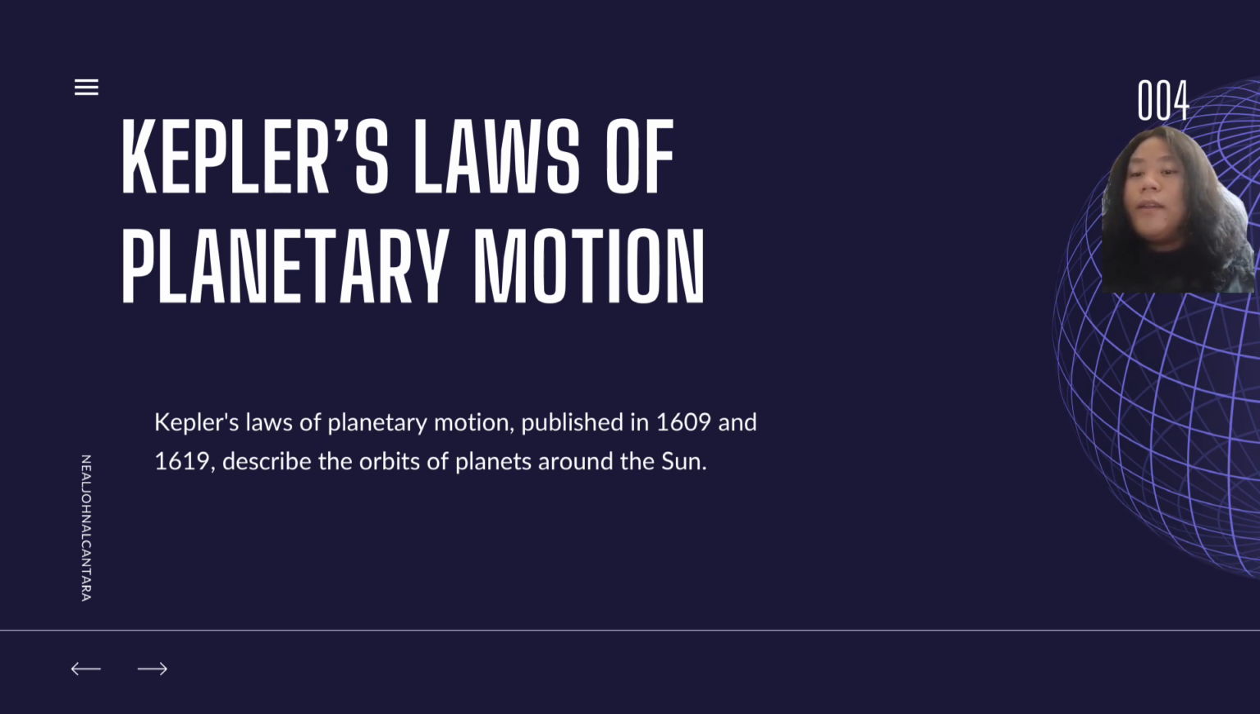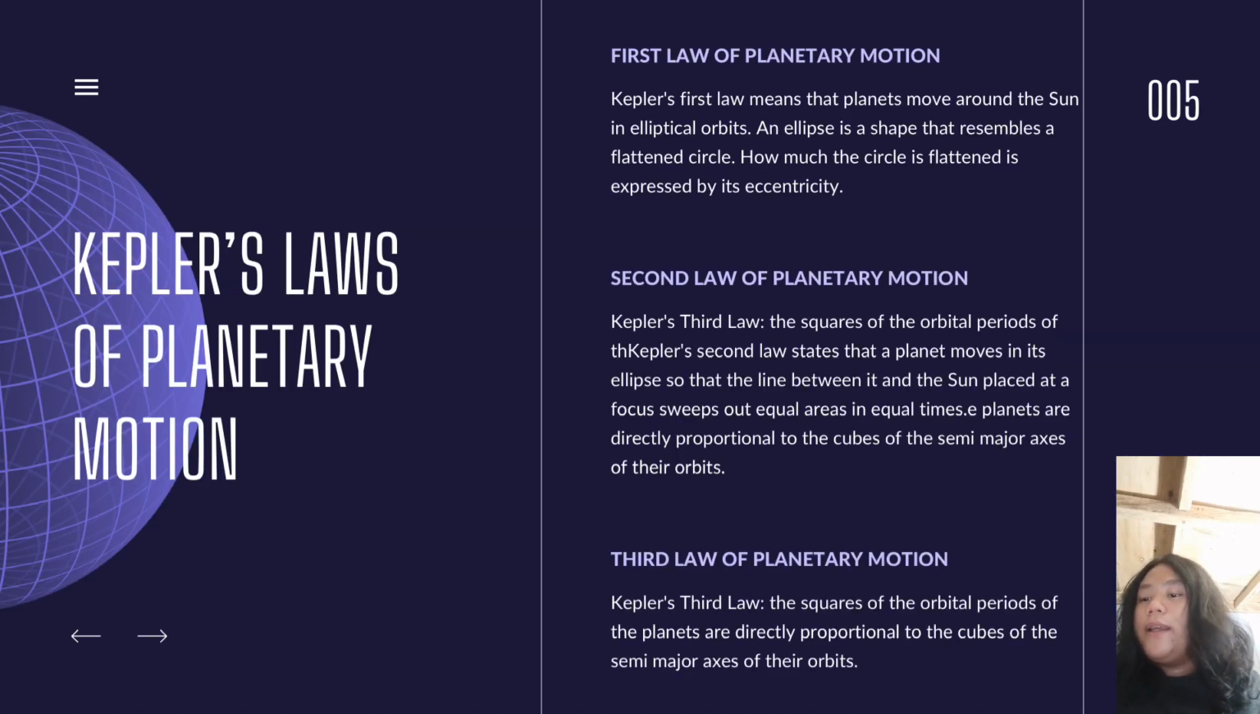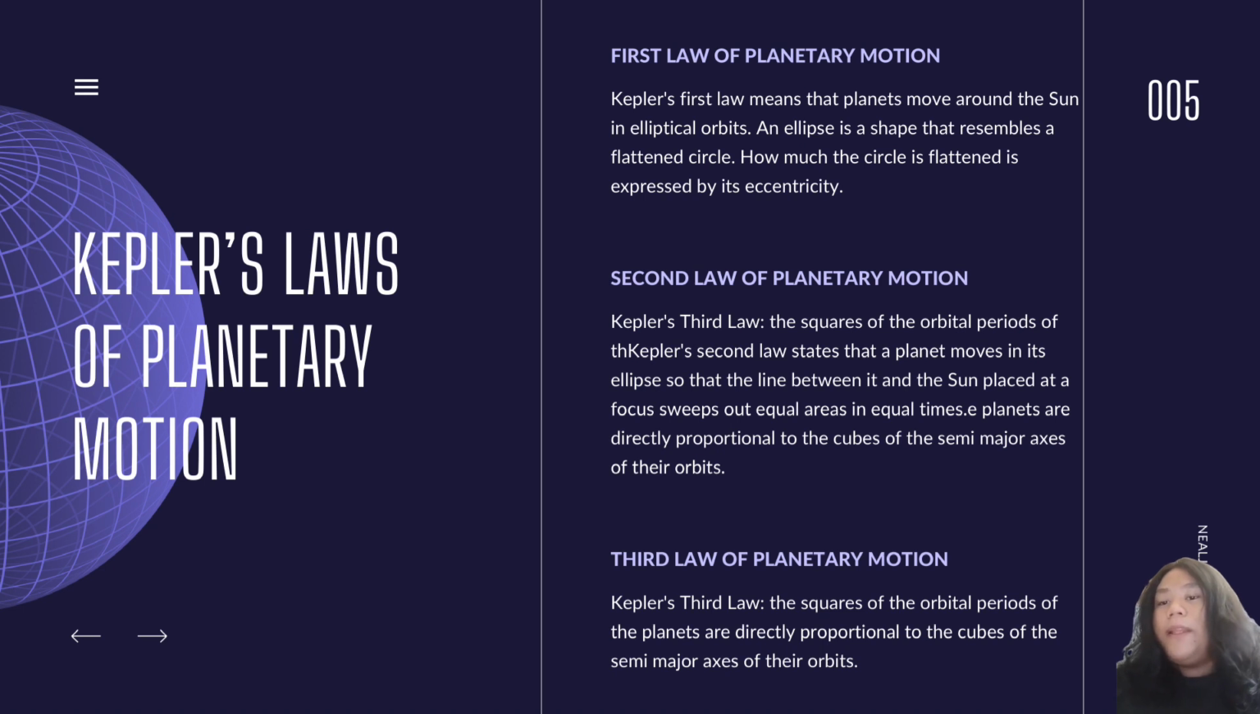Kepler's laws of planetary motion, published in 1609 and 1619, describe the orbits of planets around the sun. Kepler's laws of planetary motion. First law of planetary motion. Kepler's first law means that planets move around the sun in elliptical orbits. An ellipse is a shape that resembles a flattened circle.